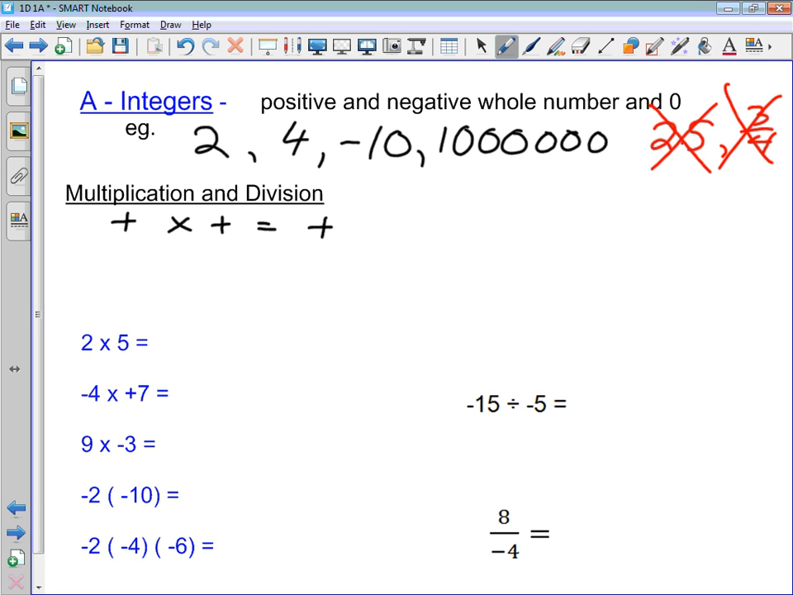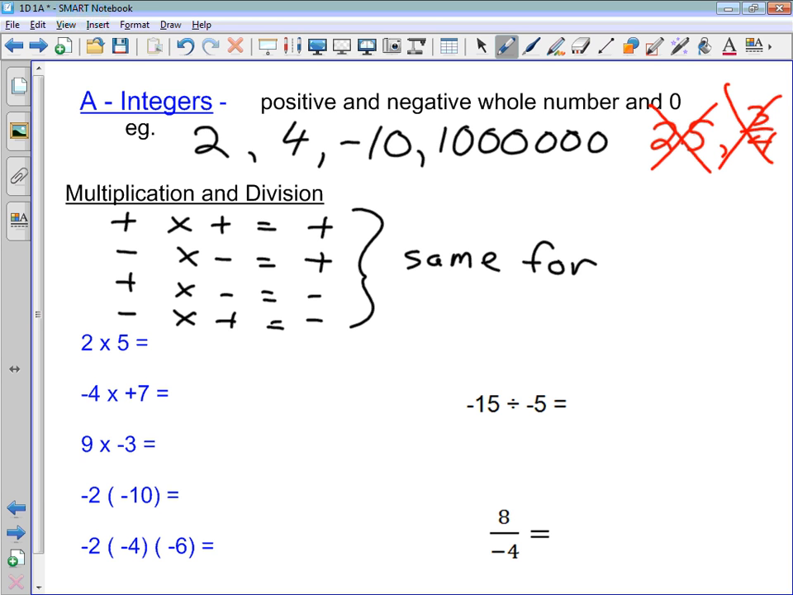Okay? If you've got a negative and you're multiplying it by a negative, what is the sign of your answer going to be? Positive. It's going to be positive as well. Okay? What if you have a positive multiplied by a negative? In this case, it's going to be a negative. And of course, if you're doing a negative times a positive, it's going to give you a negative as well. So all of those apply to division as well.